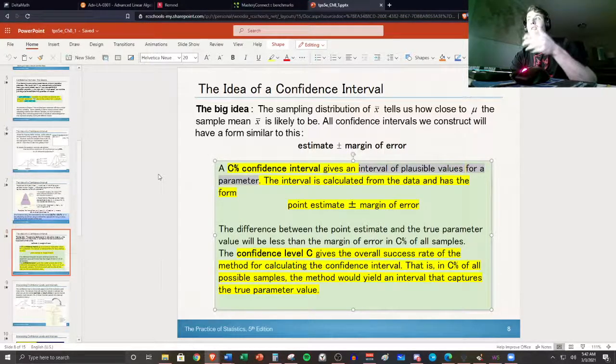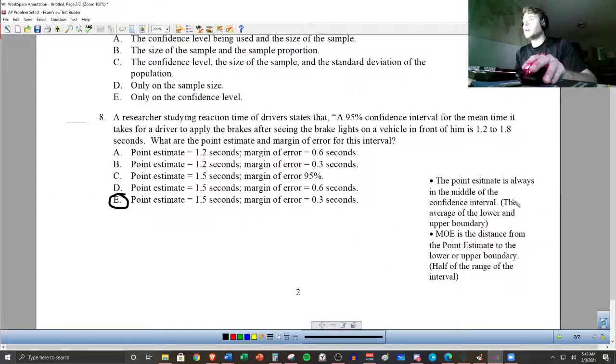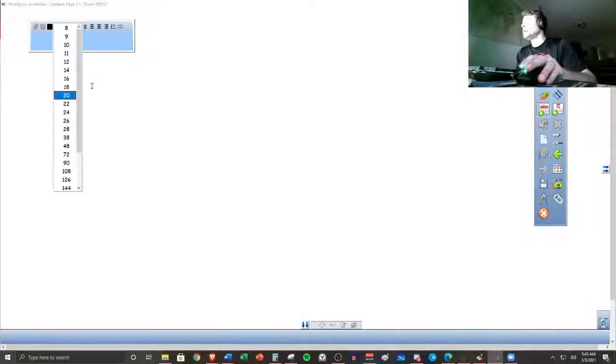We're trying to guess weights of, well, anything that we want. So we looked at the mystery mean example, and you had to create your value of plausible means. But that method was not technically a confidence interval, okay? So we did this question here. We wrote down these bullet points. I'm going to make a new slide here, and I would say, draw a new line in your notes for me.